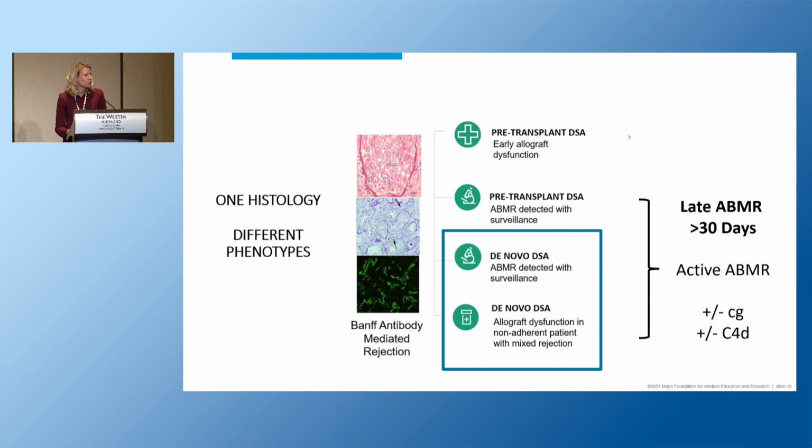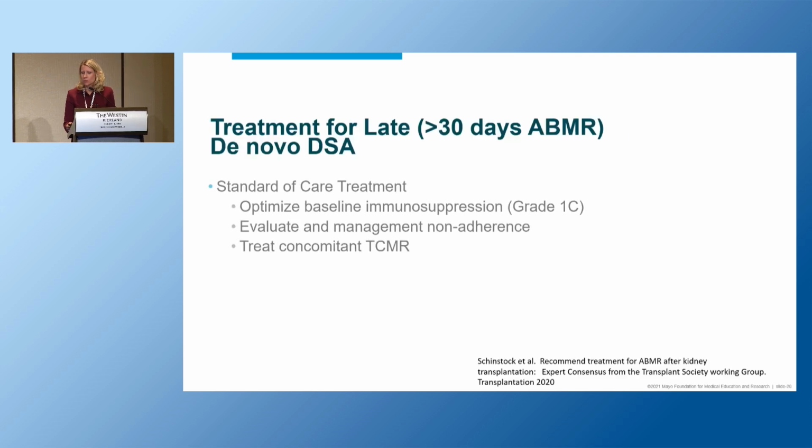So what about those patients that have new DSA or de novo donor-specific antibody? What do we do with those? And to be honest with you, in practice, in the community, these are the patients that we typically see. So our group, again, together, what we recommended was that the goal should be to really optimize their immunosuppression. They likely developed this de novo donor-specific antibody with reduced immunosuppression, so let's optimize that. Evaluate their non-adherence, and if there's any concomitant TCMR, to address that and to treat that.